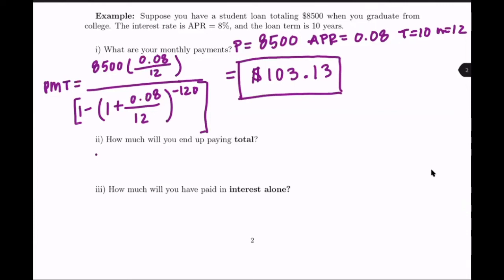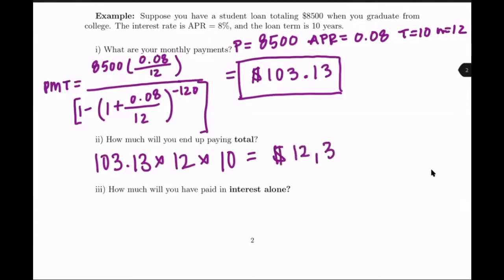So we pay $103.13. We pay that for 12 months, and we pay that over the course of 10 years. So when you multiply all of that together, you should be getting $12,375.60.